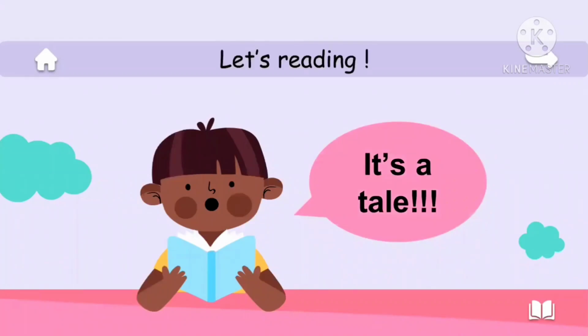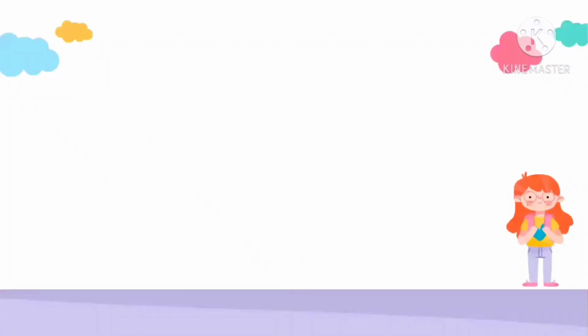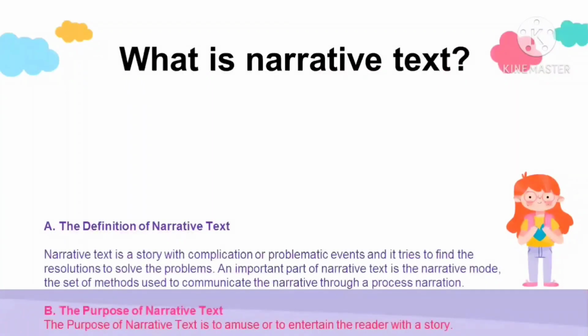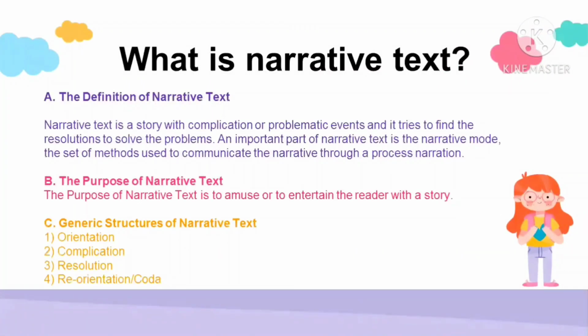So, what is narrative text? The narrative text is a story with complication or problematic events, and it tries to find the resolution to solve the problems. An important part of narrative text is the narrative mode, the set of methods used to communicate the narrative through a process of narration.